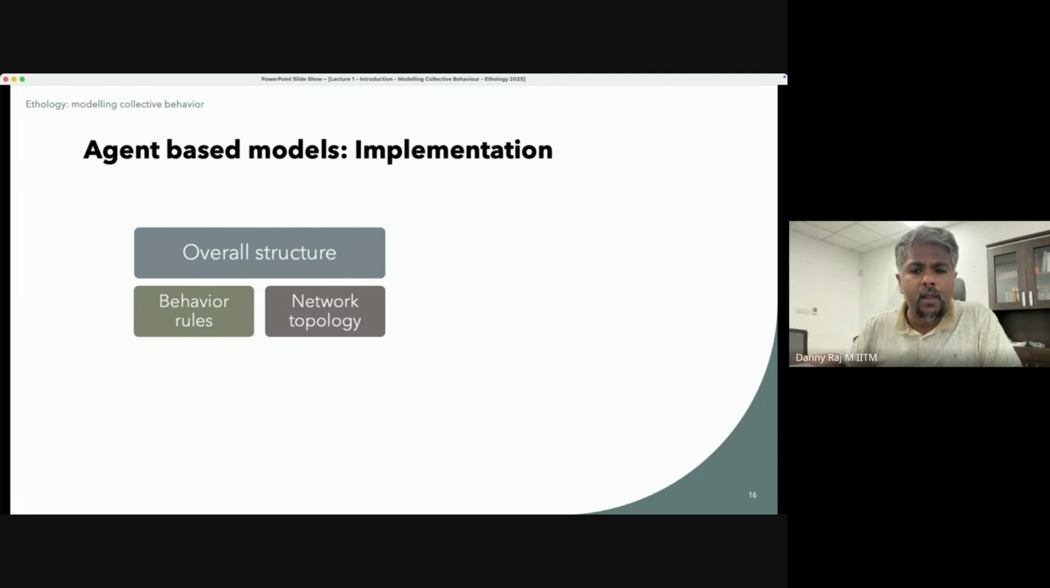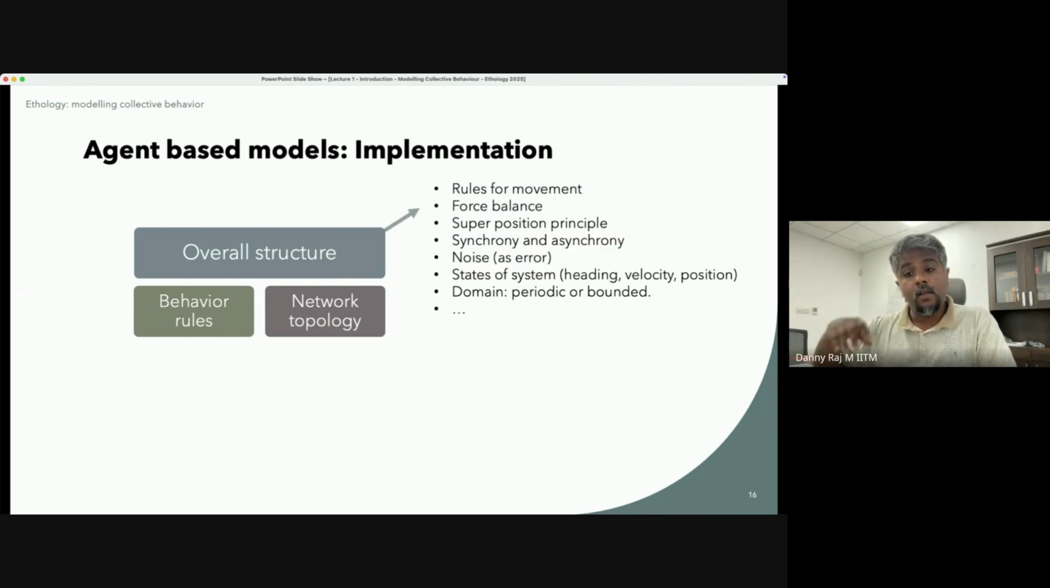So what do I mean by overall structure? There are many ways to think about this. Are there rules for movement? What do I mean by that? Let's say velocity at a particular instant is determined based on my neighbor's velocity, my distance to somebody else, my distance to the wall, and so on. These are rules coming in. Once the velocity is known, you move the particle. So those are rules for movement.